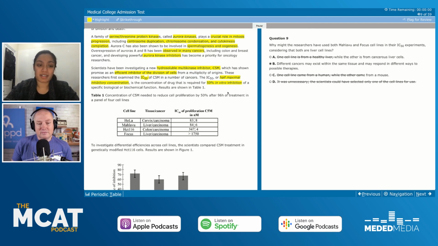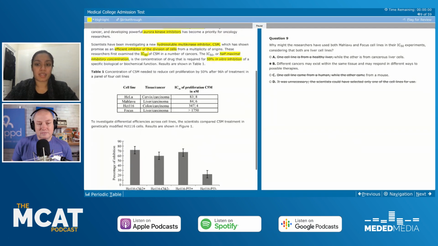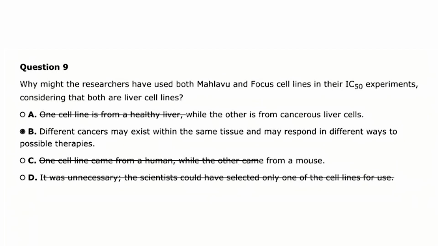So I'm going to go ahead and cross D out and say B makes the most sense. A researcher who's looking at the efficacy of a treatment would probably want to make sure they've tested it on as many things as possible. And that means looking at the diversity of cancers that could exist within a single organ.